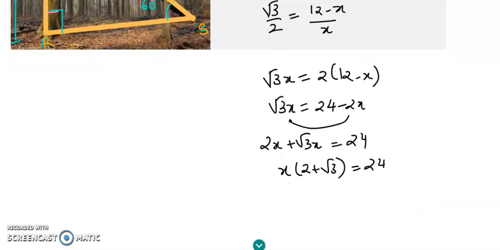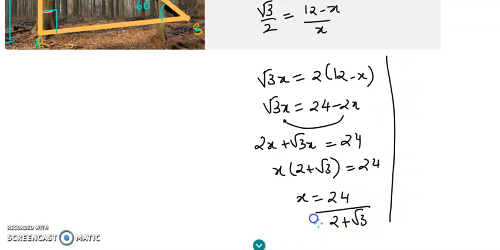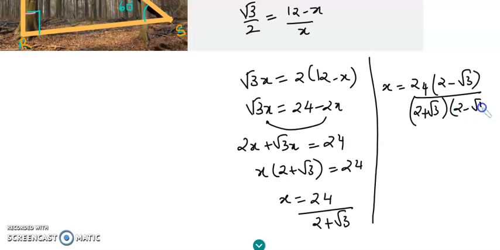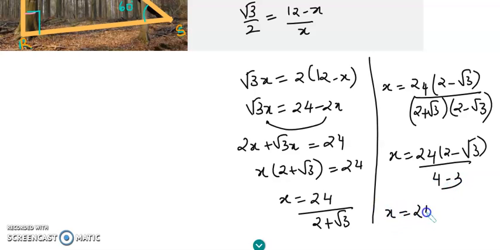Right? Now we need to bring it down. Now we'll do the rationalizing. So that will be x equal to 24 times 2 minus root 3 divided by 2 plus root 3 times 2 minus root 3. So that will be 4 minus 3 in the denominator. Why? Because 2 square is 4 and root 3 square is 3. So x is equal to 24 times 2 minus root 3.